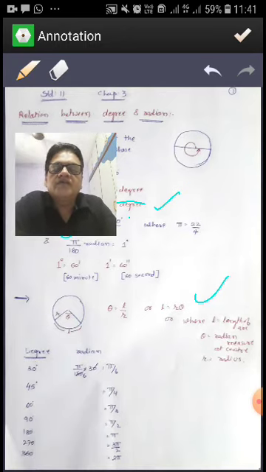Now how can we convert degree into radian? Suppose 30 degree. So we have to multiply 30 degree with pi by 180. So we will get pi by 6. Similarly, we can get 45 degree is pi by 4 radian, 60 degree is pi by 3 radian, 90 degree is pi by 2 radian, and so on.